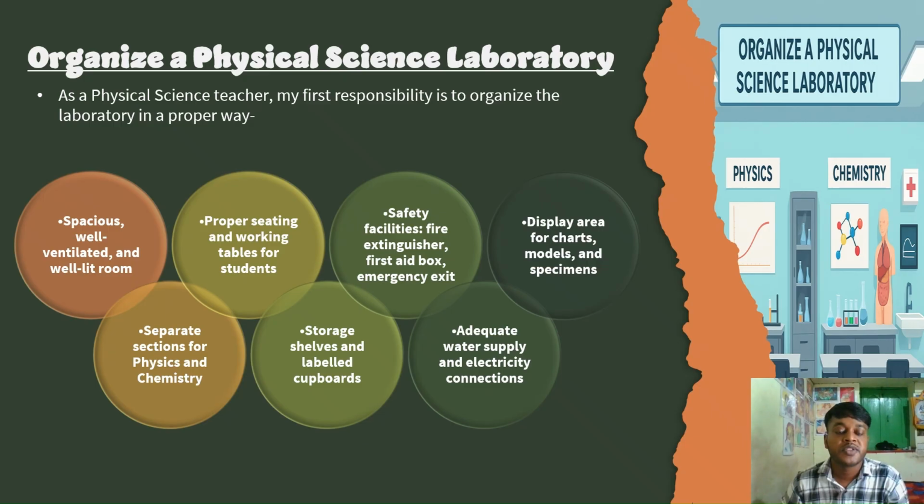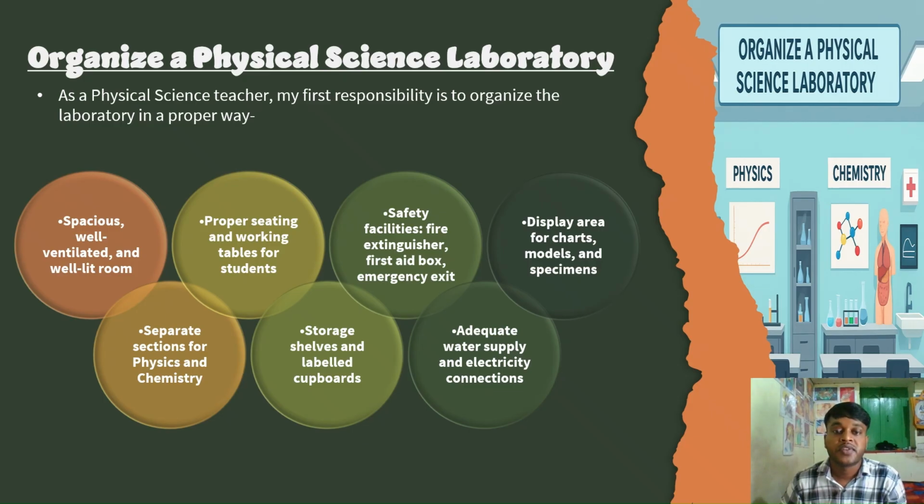Second, there should be separate sections for physics and chemistry for students to maneuver in. There should be proper seating and working places for all students to do experiments in groups or individually, in a proper way and in proper corners. Next is storage and labeling. Storage, shelves, and all documents should be well labeled. To find everything in the laboratory, everything should be well labeled and accessible to all the students.